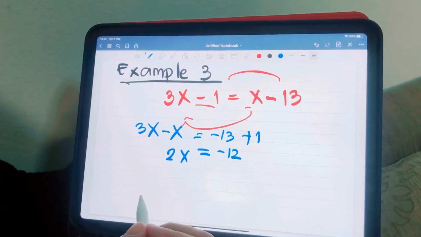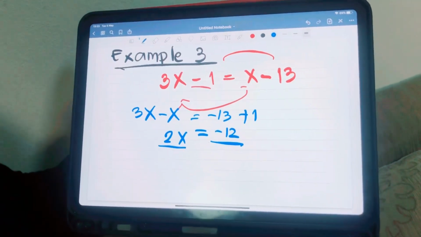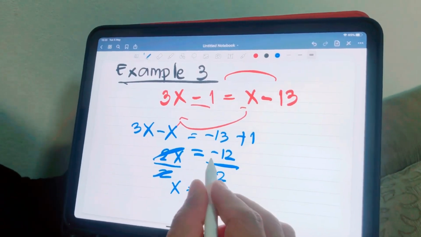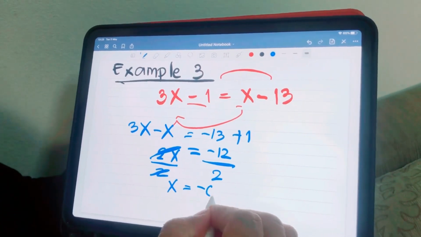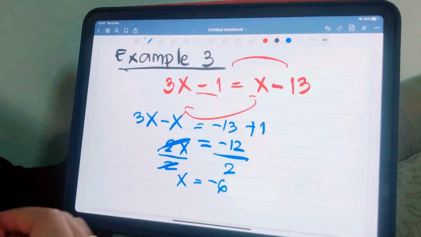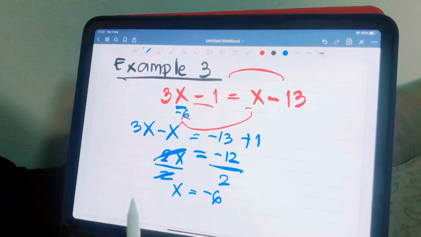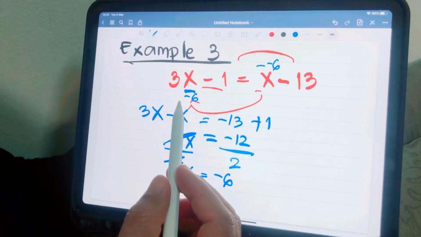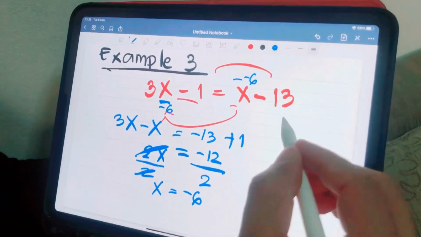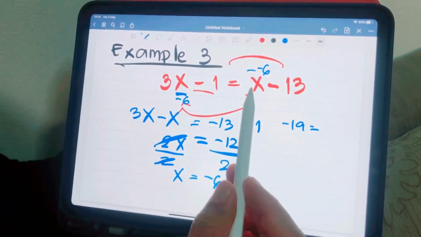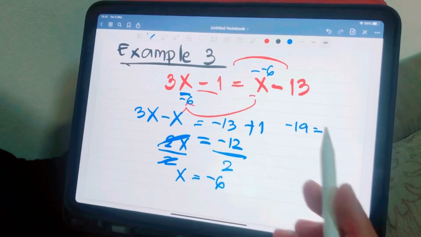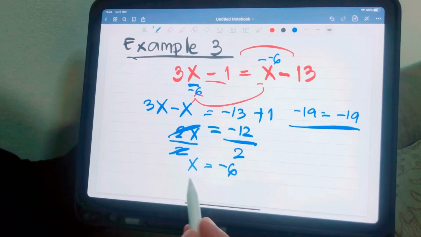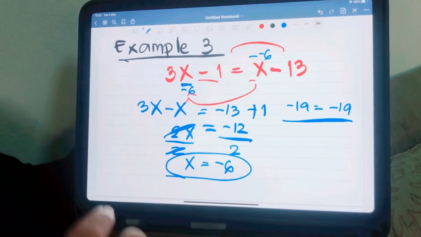We have 2 as the coefficient of x, so we will divide both sides by 2. So we can cancel that one out. So x now is equal to negative 12 divided by 2, which is negative 6. If we substitute x here with negative 6, as well as substitute this x with negative 6, we have negative 18 minus 1, that will give us negative 19. And then we have here negative 6 minus 13, which is also negative 19. So both sides of the equation are equal. Therefore, negative 6 is the solution of the equation.